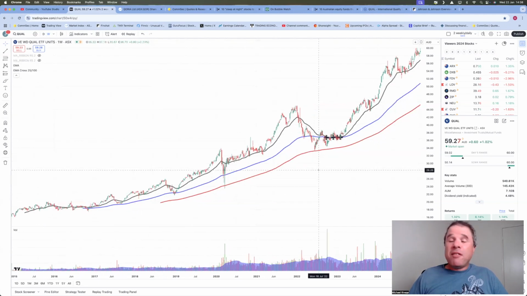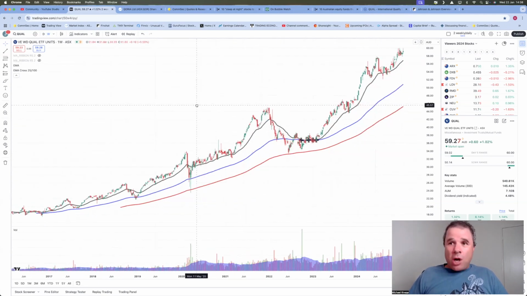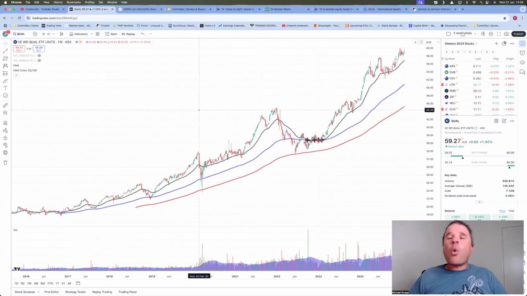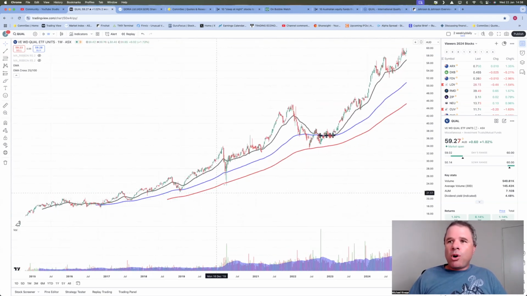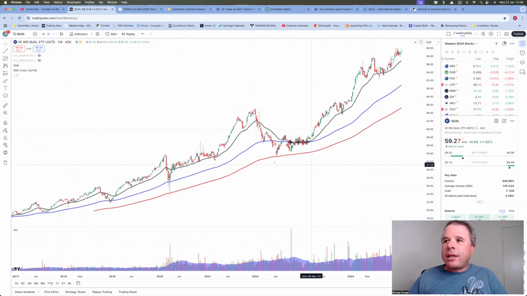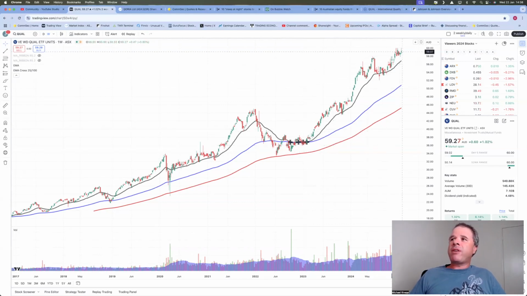And funny enough, the two best times to have bought the QUAL ETF, apart from when it started, was during the COVID-19 financial panic, when it did hit the 200-week moving average. And it hit the 200-week moving average on the 14th of June 2022. Perfectly, it bounced off it. So there has been two times in the last 10 years where this particular ETF hit the 200-week moving average. Right now, it's well above that particular moving average. So there definitely could be some downside.